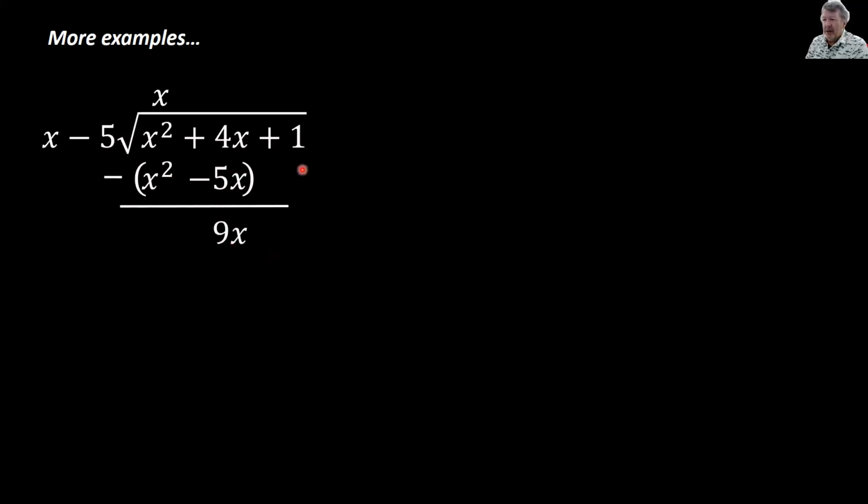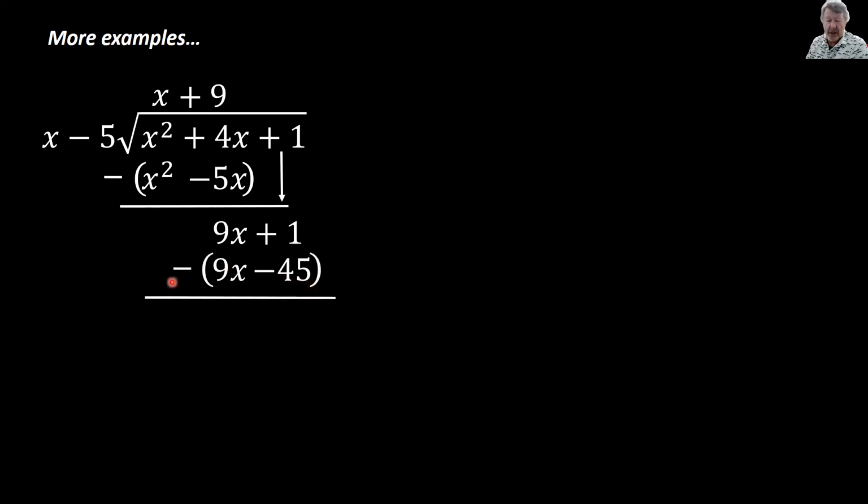Next step, bring down the 1, and we're going to be doing the 9x divided by x. So 9x divided by x leaves us with 9, so plus 9 up the top. 9 times x is 9x. 9 times negative 5 is minus 45, and put it in brackets. And minus, and our underline. 9x minus 9x, great, 0. 1 minus minus, so plus. 1 plus 45 is 46.